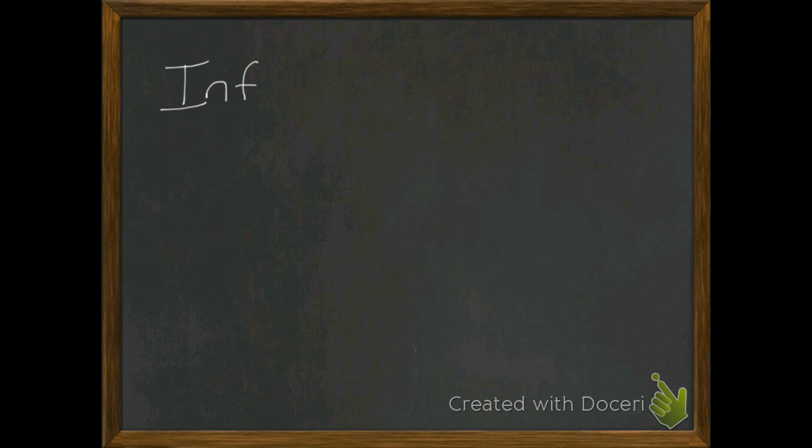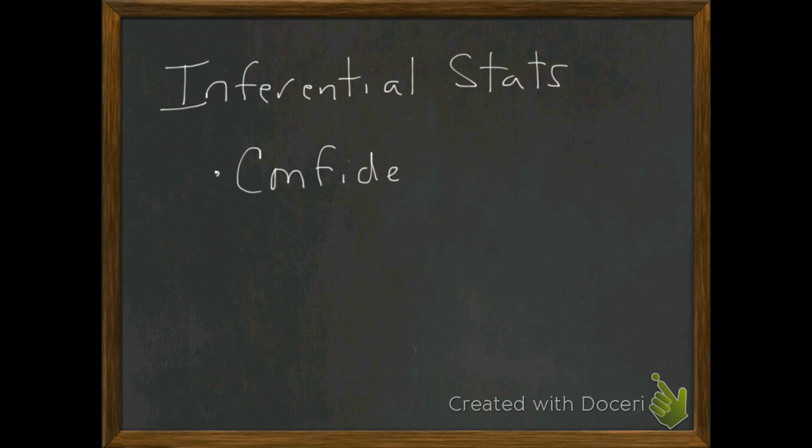The overarching goal so far, not so far, but recently, has been to introduce you to inferential statistics. And there's two parts of inferential statistics. One is called a confidence interval. And the purpose of a confidence interval is to estimate an unknown value.